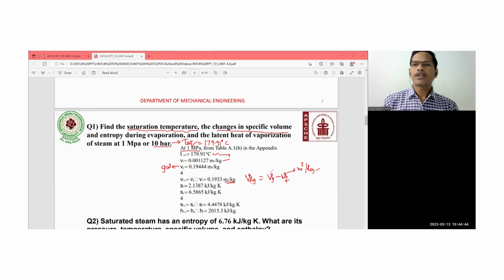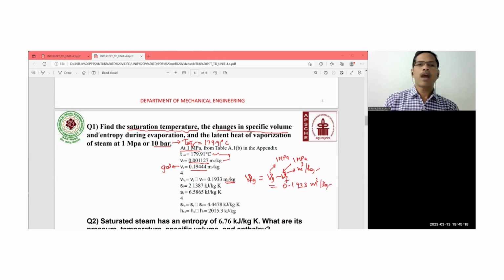Change in specific volume means, at 1 megapascal, what is the Vf value? What is the Vg value at 1 megapascal? These values are there in the steam table. So try to find out, and you will get the Vfg value as 0.1933 meter cubed per kg. So this is nothing but the change in specific volume.